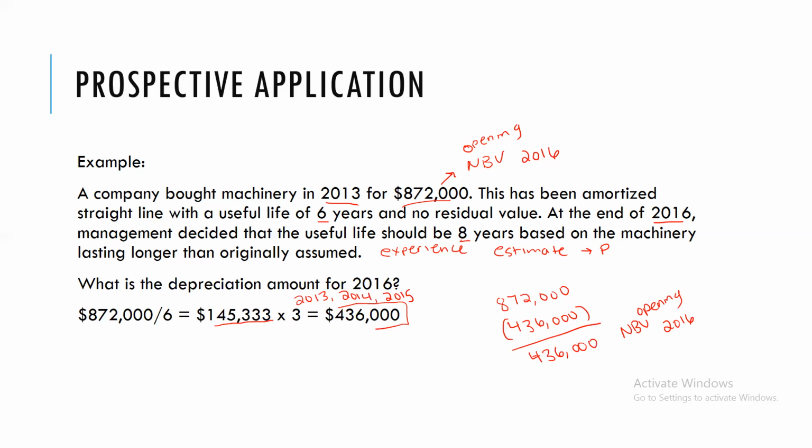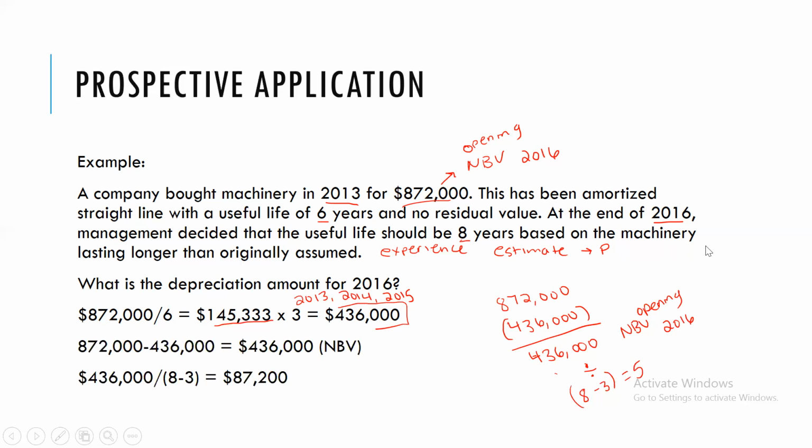And then now that we know what our opening net book value is, we can figure out our depreciation. So then we would take this number and divide it by how many years are remaining. So we had 8 years altogether is what we want to change it to, but 3 years, 2013, 14, 15, have already gone by. So we're going to depreciate the rest over 5 years because we have 5 years left. So the useful life should have been 8 years instead of 6. So it's not that we have 8 years left, it's we have 5 years left because 3 years have already gone by.